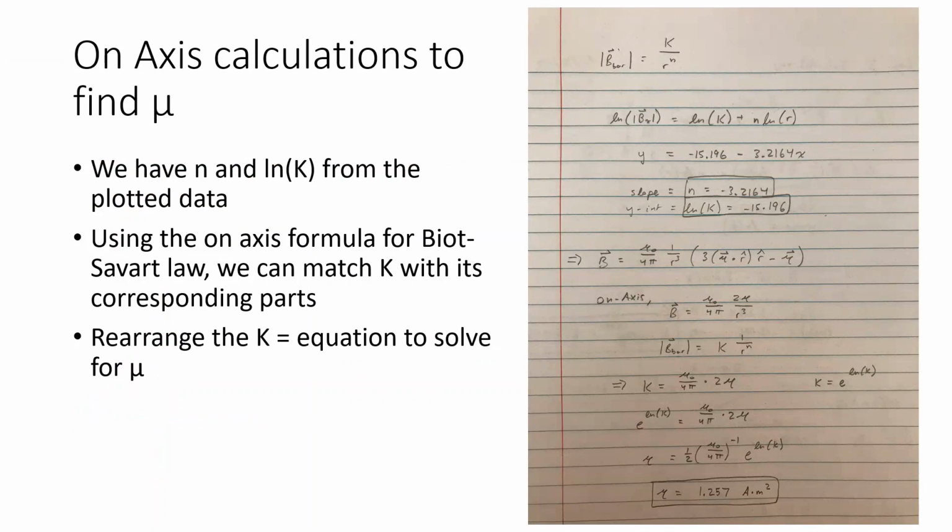So the on-axis calculations to find mu. We have n and ln of k from our plotted data. Then we'd use the on-axis formula for the Biot-Savart law, which we can match k with its corresponding parts. And we'd rearrange the k equals equation to solve for mu, which we got as 1.257 amperes times meters squared.